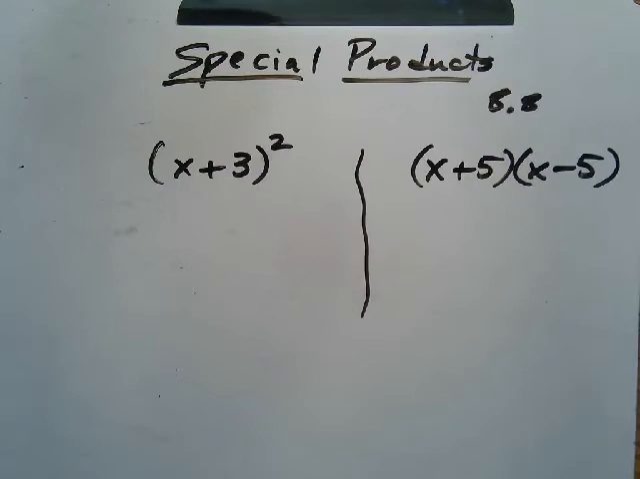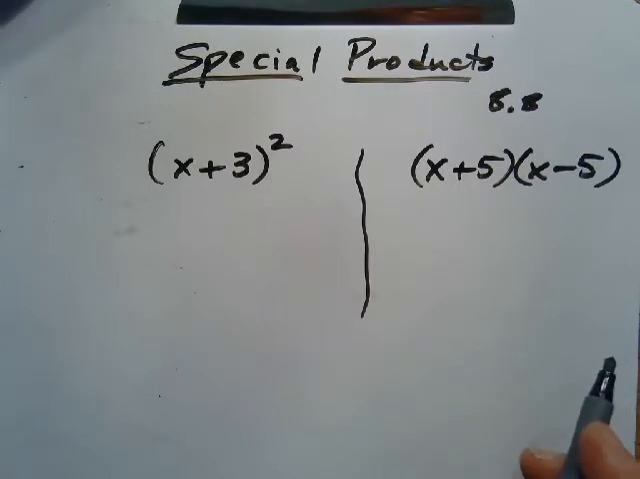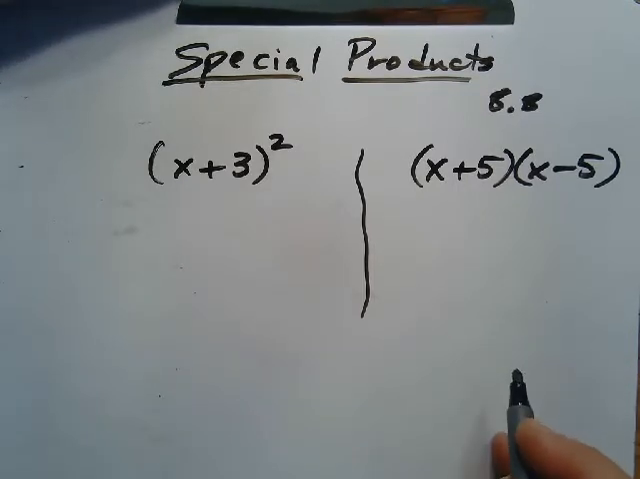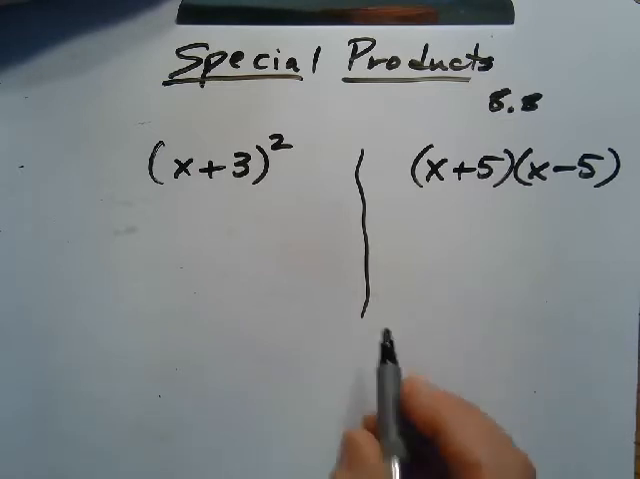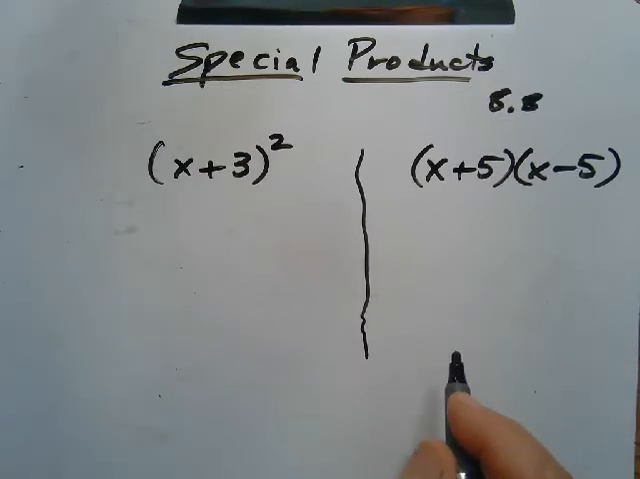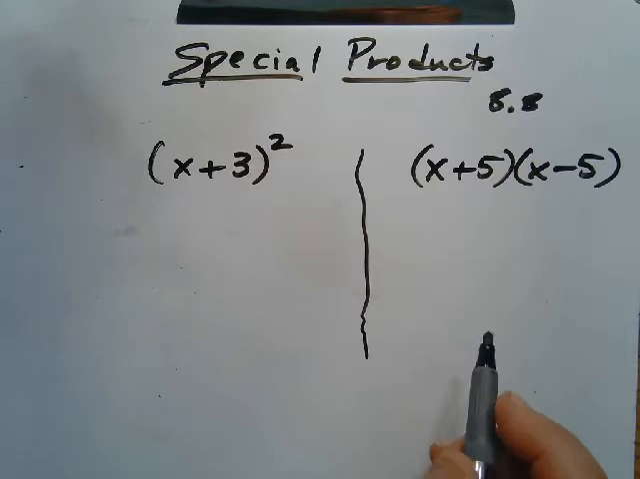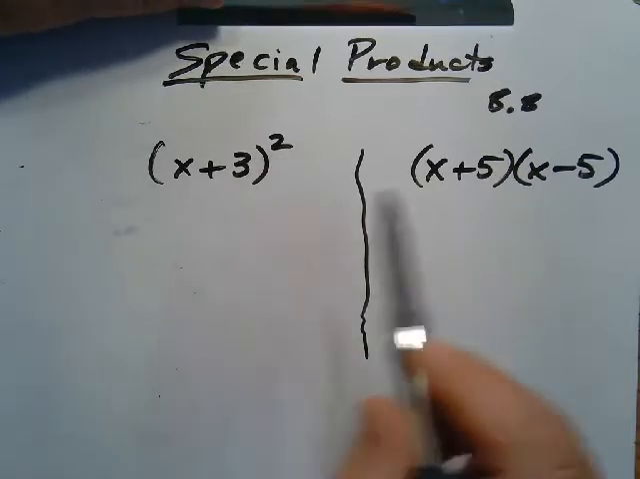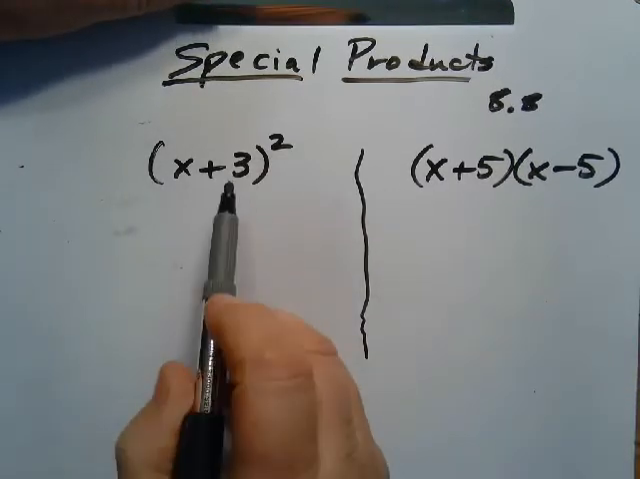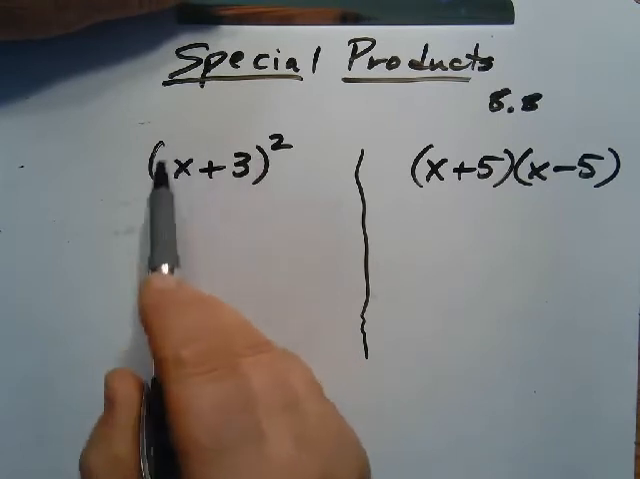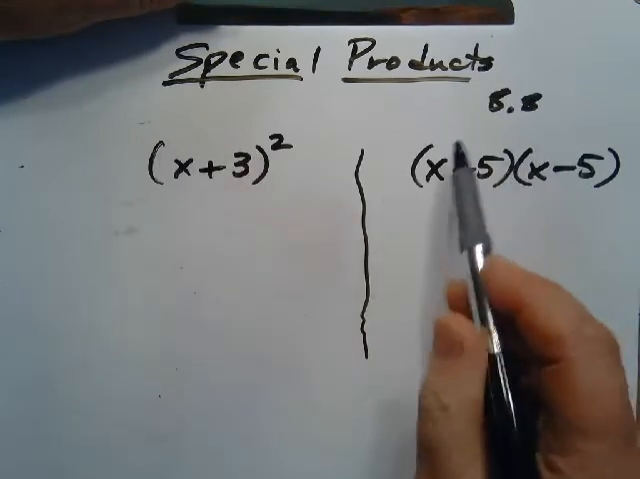All right, the next assignment here, the next section in the book is section 8.8. It's entitled Special Products. And in this section, there's really only two kinds of problems you're going to get. They're going to look just like this. We're going to talk about the one on the left first, and then we'll come back and talk about this one.